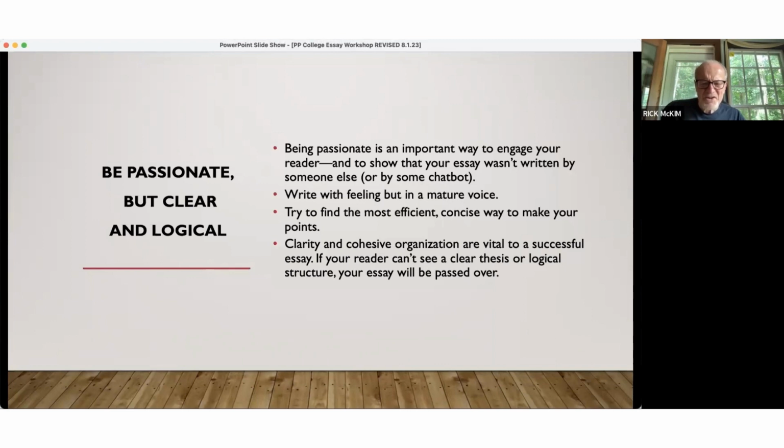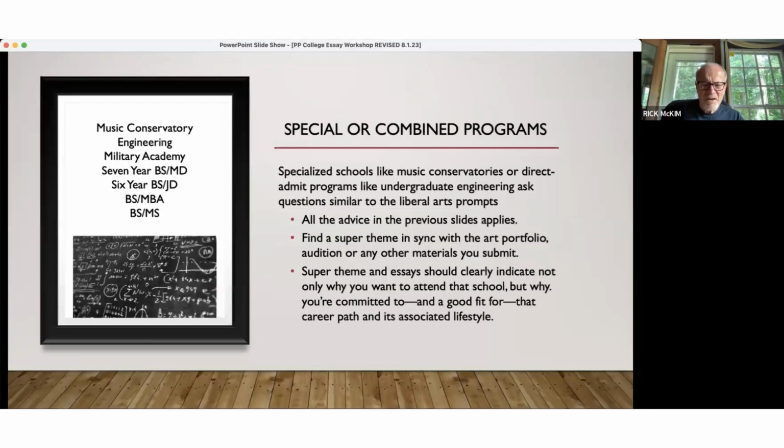Clarity and cohesive organization are vital to any successful essay, whether it's an application essay or not. If your reader can't see a clear thesis in your essay, it'll be passed over. You need a clear thesis and a logical structure. So organize, outline, be cohesive and clear, and yet at the same time communicate passion. It's easier said than done, but if you work hard enough and rewrite enough, you can do it.